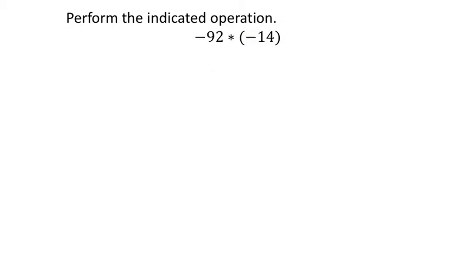All right, negative 92 times negative 14. And yes, we do have a negative and a negative. That's going to affect our answer. Remember, we want to just determine if the answer is positive or negative, and 2 negatives makes a positive answer. So showing the positive sign just so I remember that the answer is positive. But from there, it's just straight multiplication.